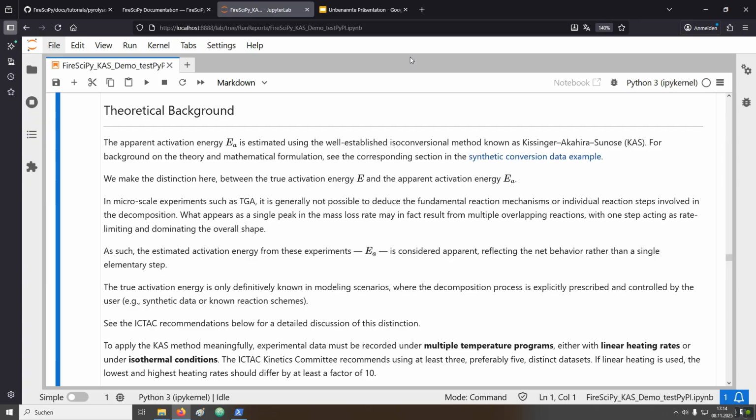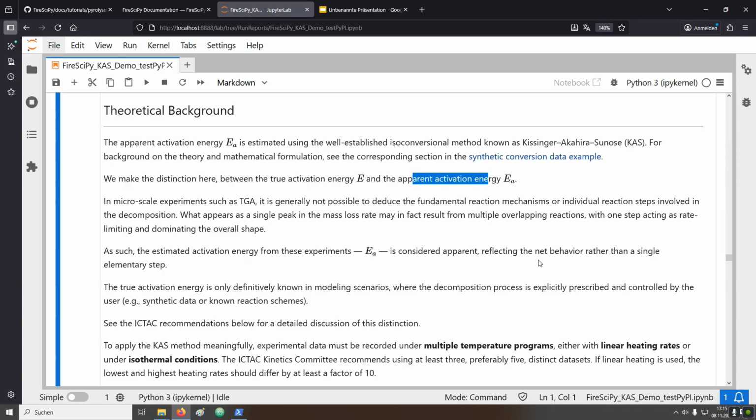Let's start with a little bit of theoretical background. The Kissinger-Akahira-Sunose method is used here to determine the activation energy over the course of the reaction. It is a well-established isoconversional method and should be preferred over Coats-Redfern or Ozawa-Flynn-Wall. And this important distinction is made here that the activation energy is called apparent and is denoted by an uppercase E and a lowercase a in the subscript.